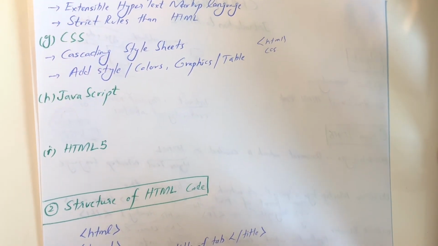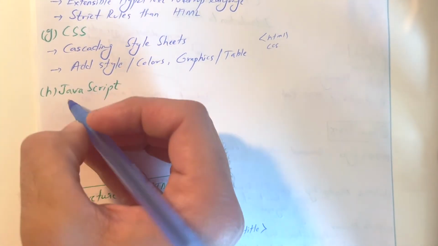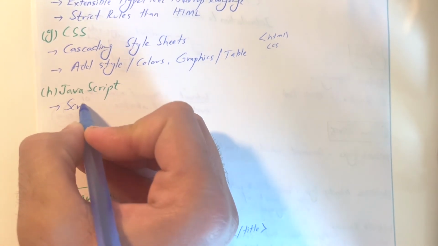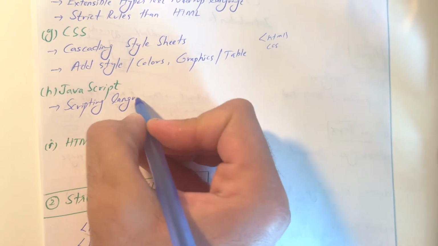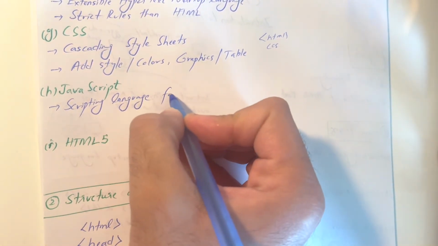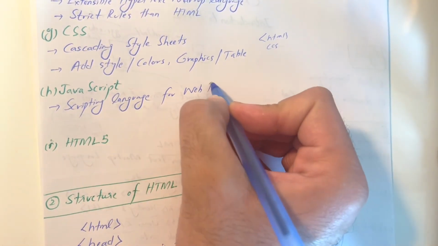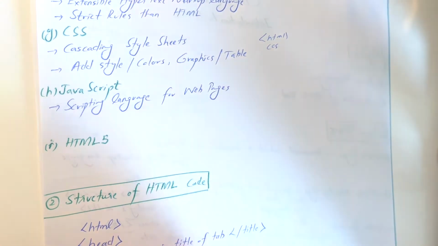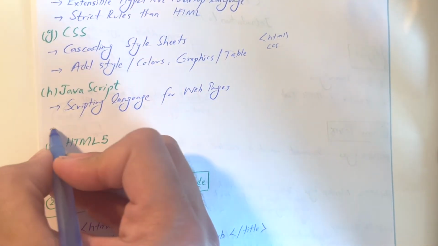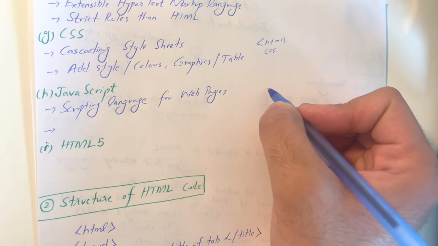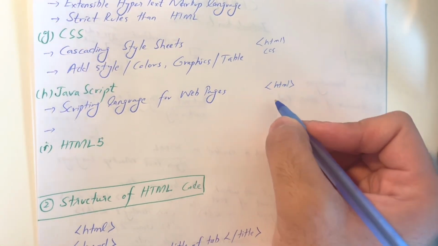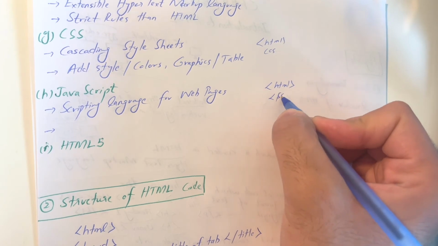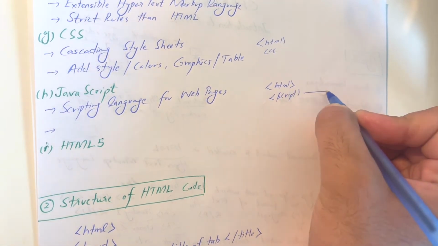Next is the JavaScript. JavaScript is basically a scripting language for web pages. In a HTML web page, you don't have to put that. In the HTML page, we actually put the scripts. And that particular script is basically the JavaScript.